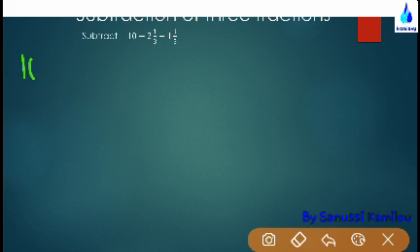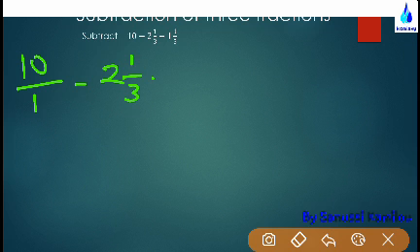We have already learned that 10 is the same as 10 over 1. I hope you can remember very well. So 10 over 1 minus 2 whole number 1 over 3 minus 1 whole number 1 over 5. What we will do here is convert our mixed fractions into improper fractions before we can continue. So 10 is already an improper fraction, which is 10 over 1.